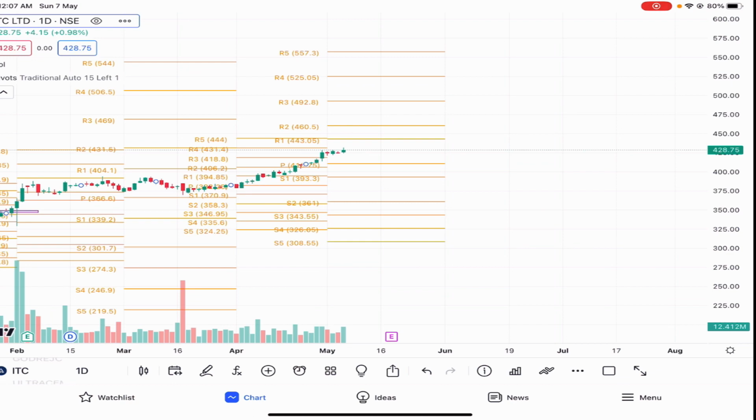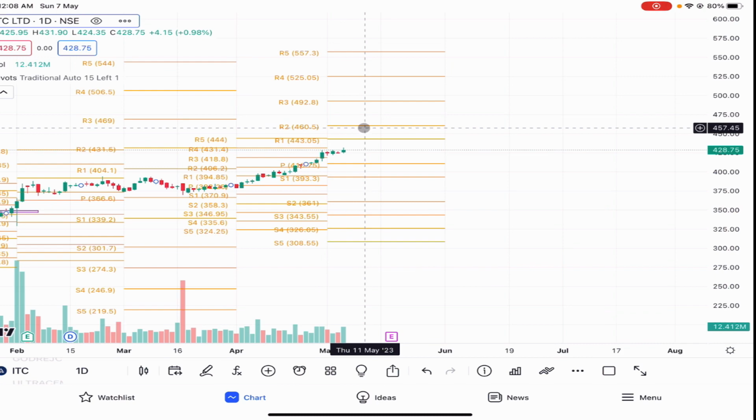So the pivot point formula is given in your book. However, I don't think it's important for you to learn the formulas because it is all going to be done by the software itself. Like, we didn't have to calculate this, right? It gave it by itself.